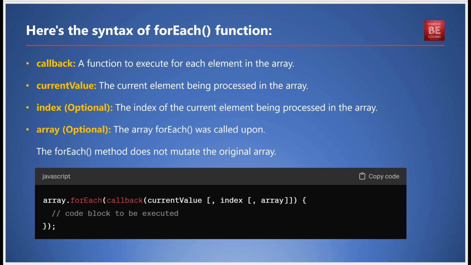Optionally, you can also include index, which represents the position of the current value in the array. Another optional parameter is the array itself, which is the array that the forEach function was called upon. One key point to remember is that the forEach function does not mutate the original array. It's like a considerate guest, leaving everything as it was found.